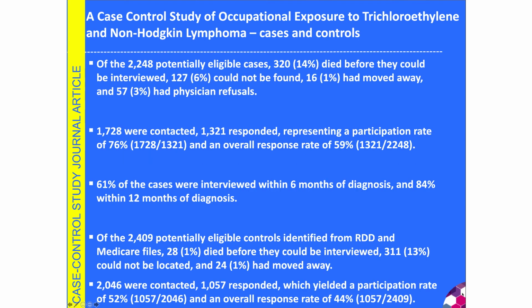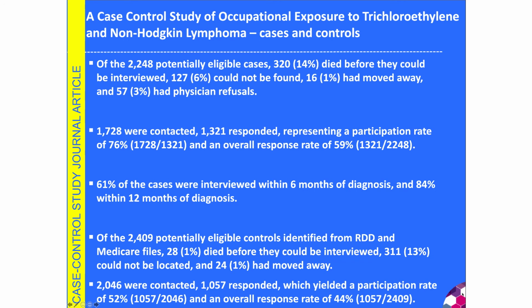And just following up on this, this is what happened in the study. Of the 2,248 eligible cases, 320 died before they could be interviewed, 127 couldn't be found, 16 moved away, and 57, their GP refused them to take part in the study. And of the 1,728 who were contacted, 1,321 responded. So there was about a 76% response rate from the people who were contacted, and a 59% response rate in terms of all the people that were potentially eligible to take part in the study.